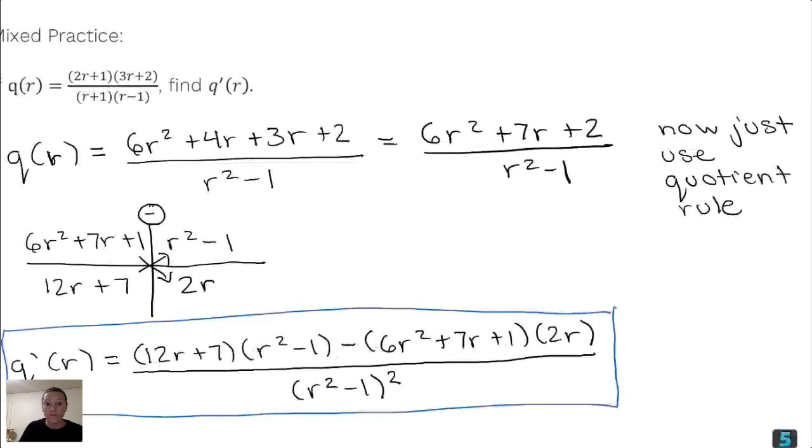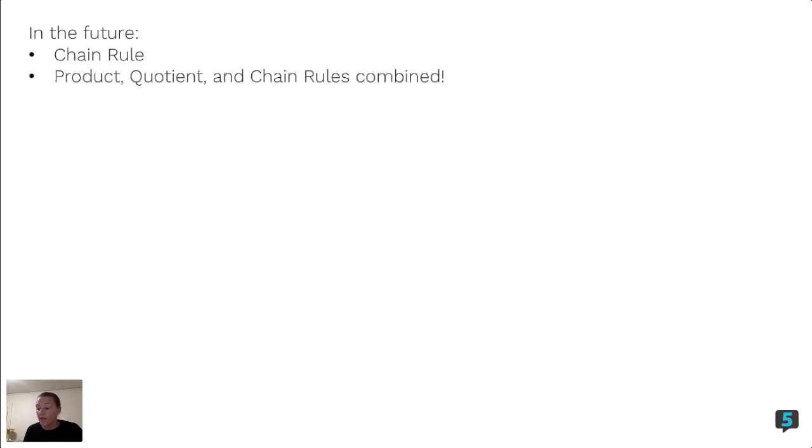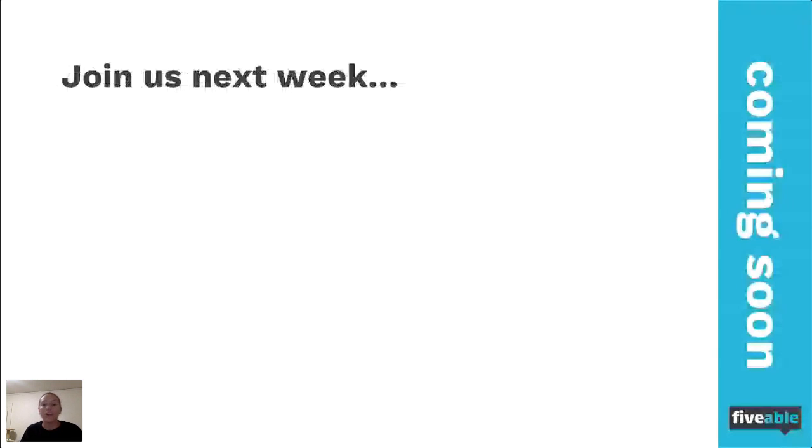Thinking ahead, we also want to make sure that we know how to use the chain rule. And then we're going to find that there are problems where we're going to end up using product, quotient, and chain rule in combination with each other. It's especially common to have product with chain or quotient with chain. So you want to make sure that you get comfortable with product rule, quotient rule, and chain rule in addition to those one steps.